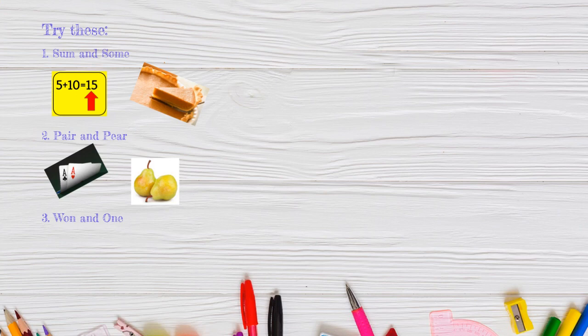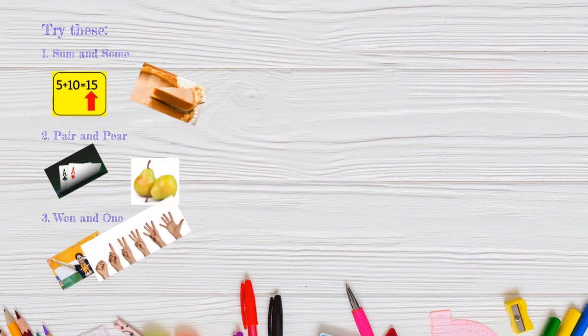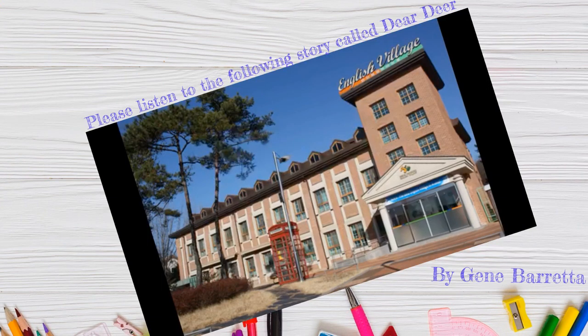Lastly, number 3, won and one. The first one, W-O-N, is the past tense for win. The second one, O-N-E, is the number used to count. Please listen to the following story called Dear Dear by Jean Beretta.